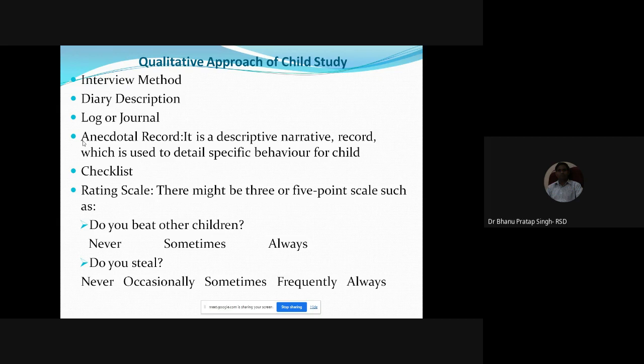And the most important, even in modern school practice, is the anecdotal record. It is a descriptive narrative record which is used to detail specific behavior of a child.